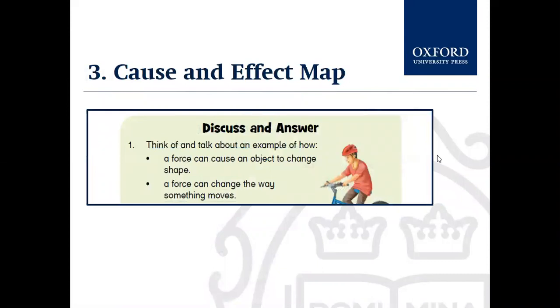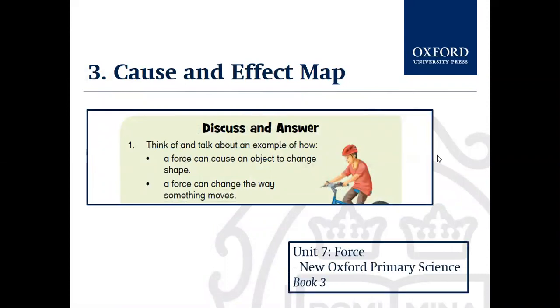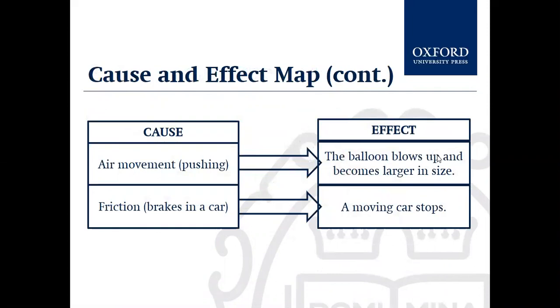Third is a cause and effect map. This is a question from New Oxford Primary Science Book 3. Think of and talk about an example of how a force can cause an object to change shape. A force can change the way something moves. Let's take a look at an example cause and effect map.